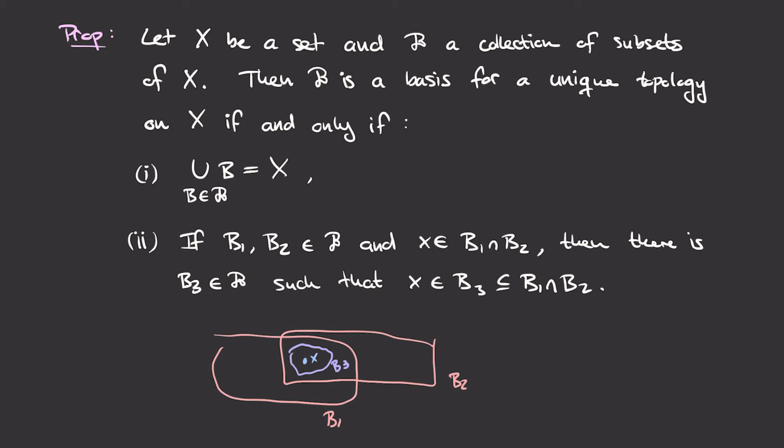Okay, before proving this proposition, let's just quickly think about how these two conditions are tied to the conditions we need the topology on X to fulfill. So the first condition is tied to the fact that we want the entire space X to be open. And the second condition is related to the fact that we want finite intersections of open sets to again be open. And we'll see exactly how this plays out in the proof.